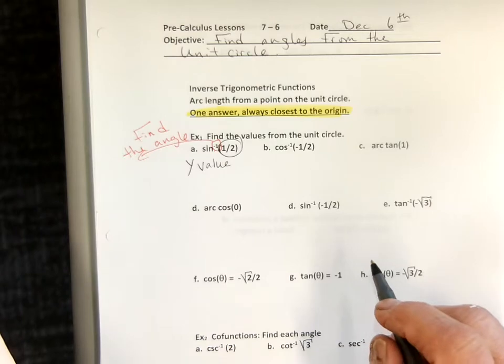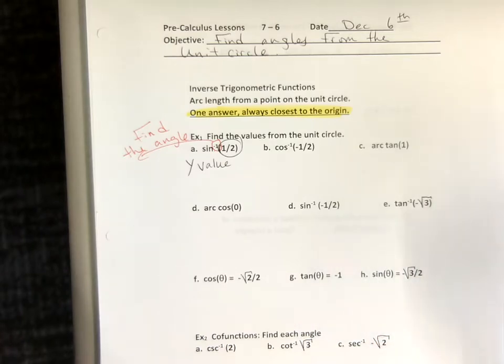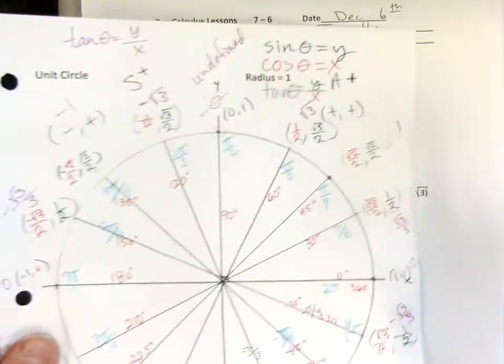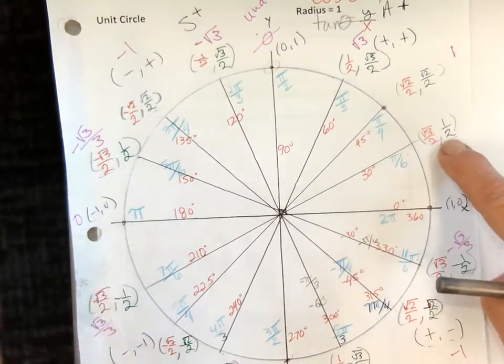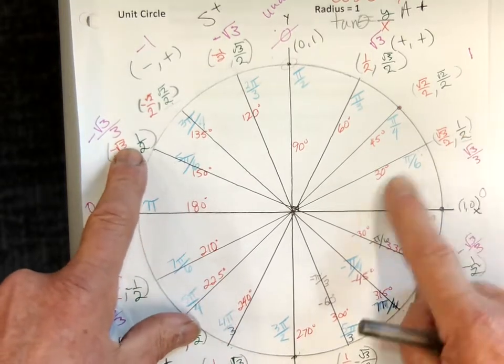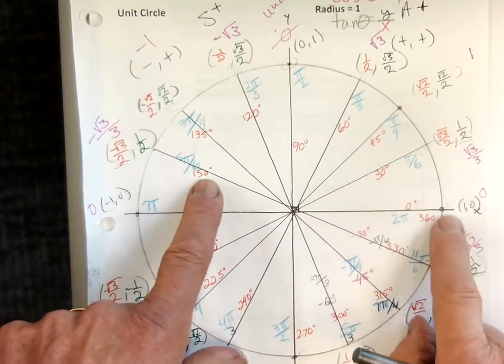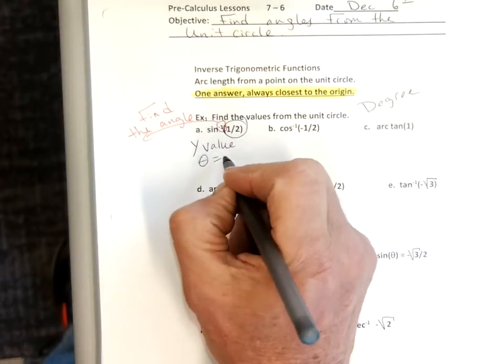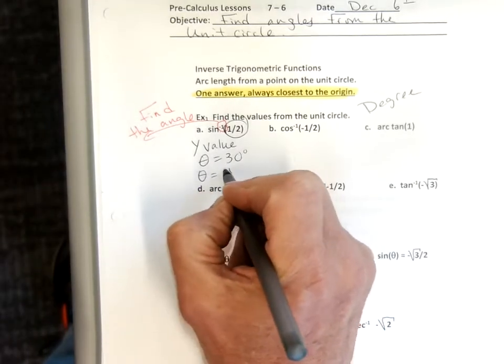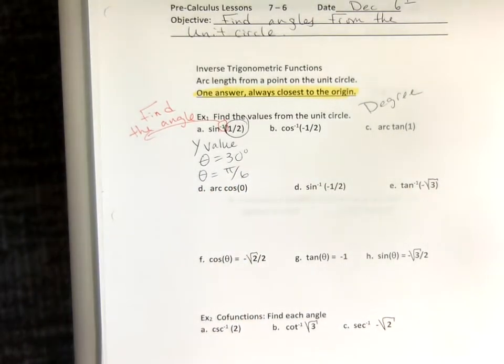And let's do ours in degrees for a while, and then we'll do it in radians, okay? So it happens, here's a 1/2 y value, and here's a 1/2 y value. So both angles are correct, 30 degrees or 150, but 30 is closer to the origin, so theta is 30 degrees. If we did it in radians, we'd say theta is pi 6, okay? All right, hopefully you got that.